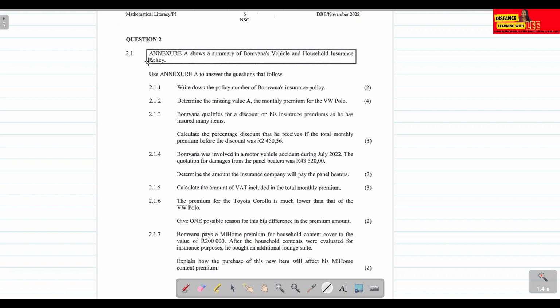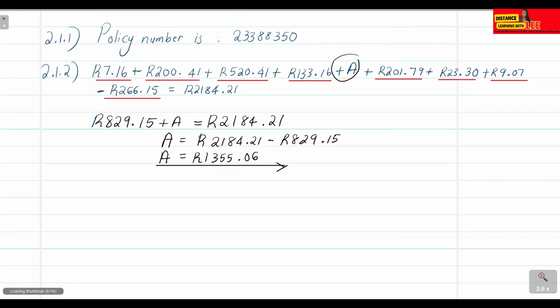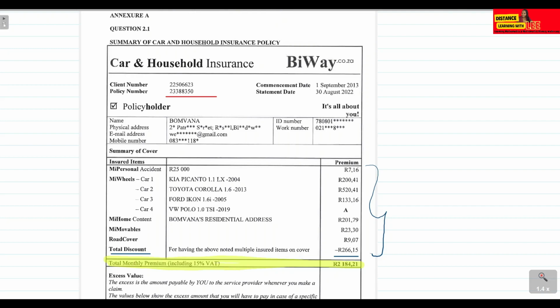Question 2.1.3 says that Bomvana qualifies for a discount on his insurance premiums as he has insured many items. Calculate the percentage discount that he receives if the total monthly premium before the discount was 2,450 rand 36 cents. We are basically told what the discount amount is. That information is given to us on our policy document. This is the discount amount that he received.